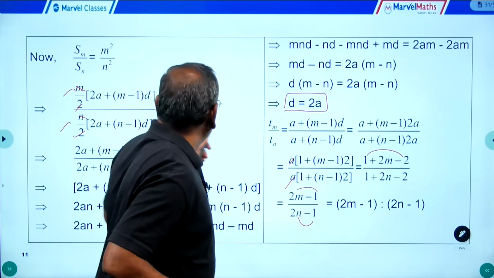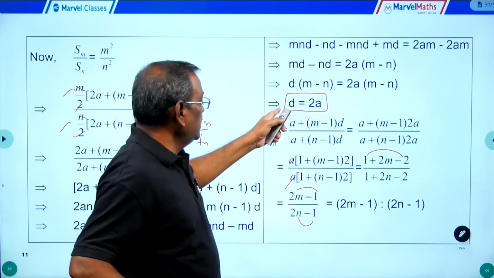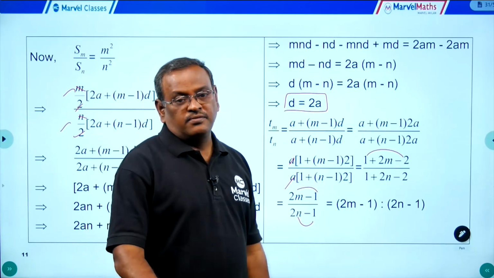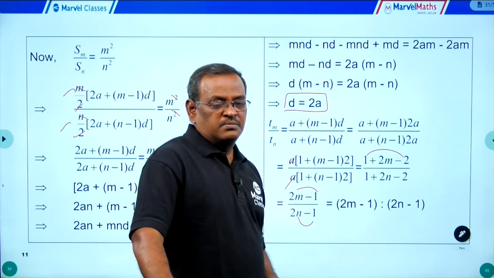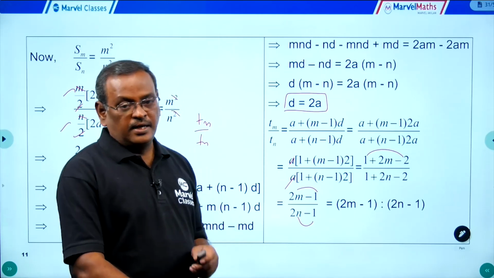Very simple. Using Sn, find one relation between a and d, d equals 2a. Substitute this relation d equals 2a in the nth term formula. You can practice similar types of problems in ratio of sums. You will get good marks in the AP section.